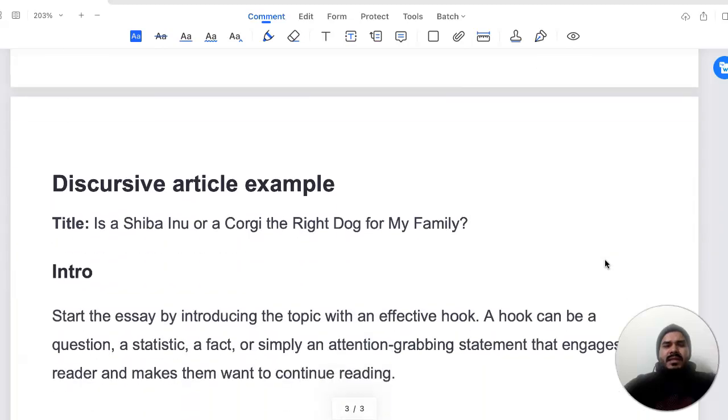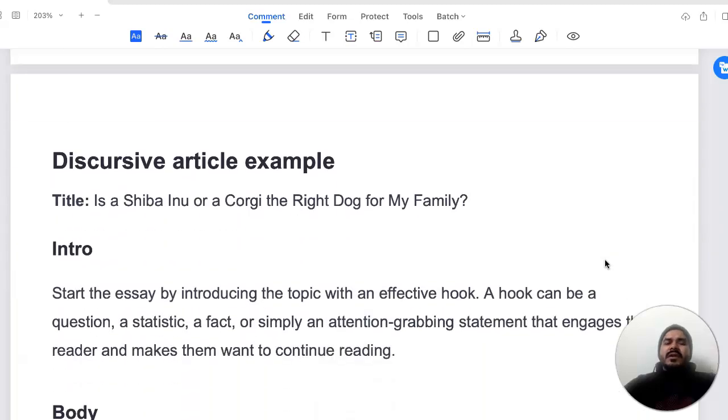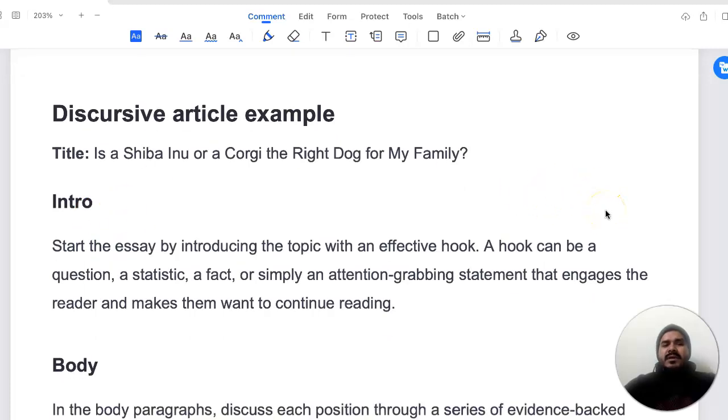So let's talk about writing a discursive article. For example, here's a sample article. This is the title: Is a Shiba Inu or a Corgi the right dog for my family? So you are going to talk about this argument. First of all, there should be an introductory paragraph. Start the article or your essay by introducing the topic with an effective hook. It can be a question or an attention-grabbing statement.